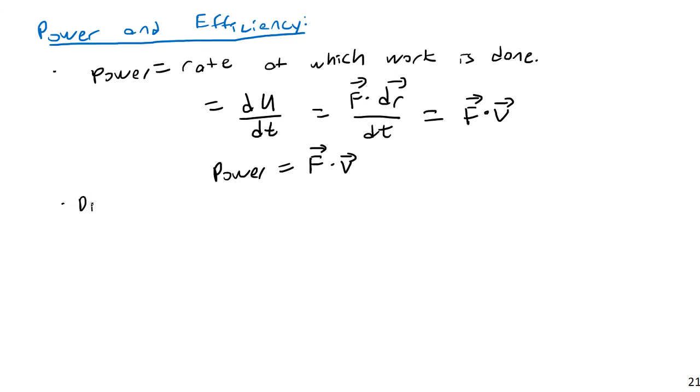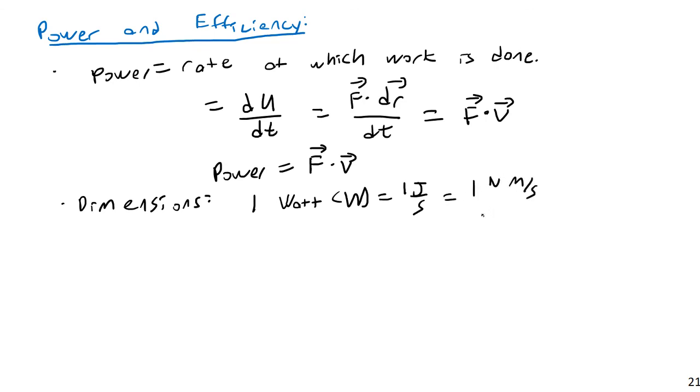And let's look at dimensions like I like to, as we always do. This is going to be 1 watt, or just capital W. You've probably heard this before. 1 watt is 1 joule per second, or 1 Newton meter per second. And then for English units, we will use 1 horsepower, which is equal to 550 foot-pounds per second, which is equal to 746 watts. And please make sure you are familiar with working through all of these units.